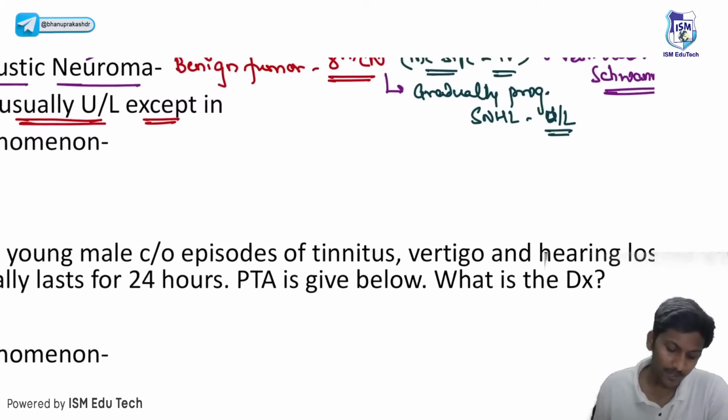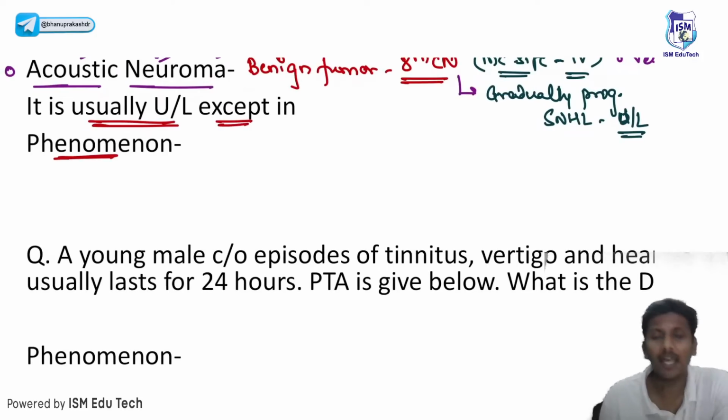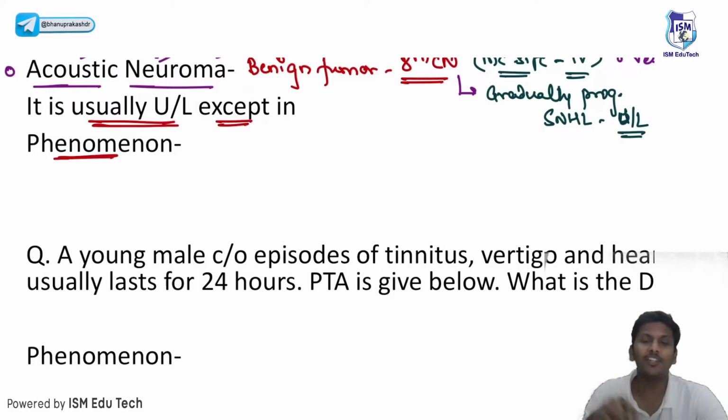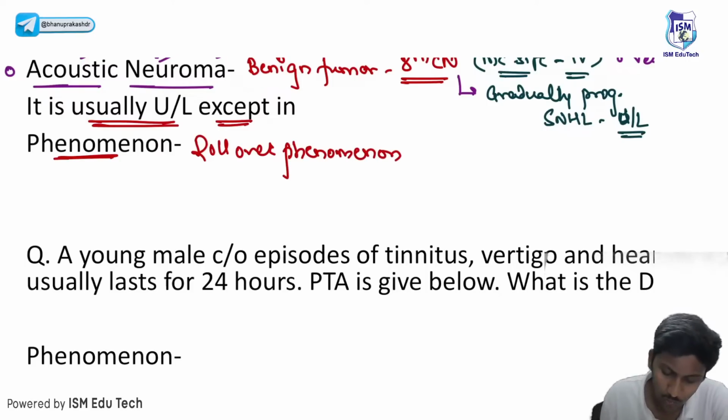Please remember this properly. Now, the phenomenon which can be seen in cases of acoustic neuroma. What happens? As the patient is not able to hear, we try to increase the intensity of our voice. We try to speak loudly. But when we speak loudly, the patient cannot even understand anything. So the understanding of speech falls further on increasing the intensity of sound. This is classically known as the rollover phenomenon, which is commonly seen in a case of acoustic neuroma or vestibular schwannoma.